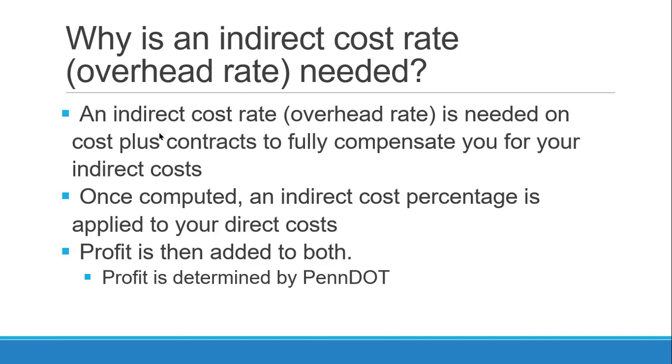Once computed, an indirect cost percentage is applied to your direct costs, and then profit is added to both. It should be noted that the profit percentage is determined by PennDOT and is not something that you have to do.